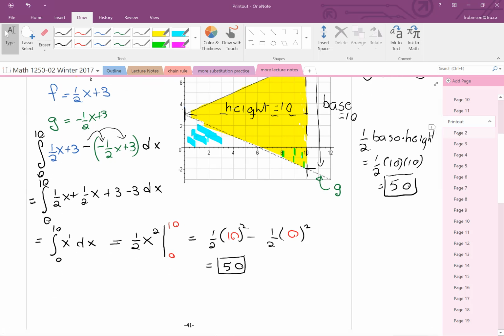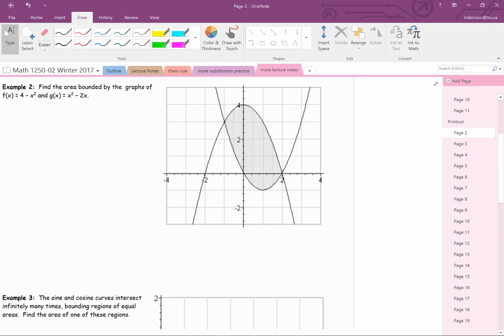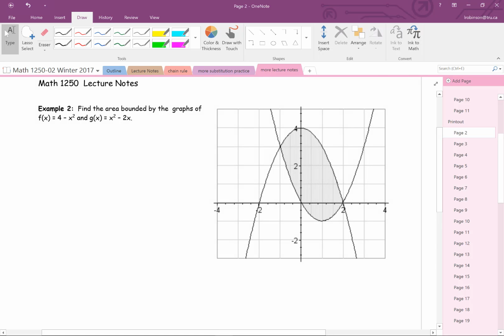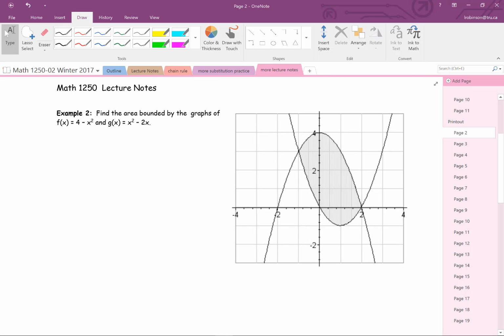Let's look at another example. Typically, with these type of things, you'll get them intersecting. I always like to give you the graph, but if you didn't have the graph, you might have to find out where they're intersecting to find out what the graph looked like. But I'll always give you the graph. So it says find the area bounded by the graphs of f of x equals 4 minus x squared and g of x equals x squared minus 2x.